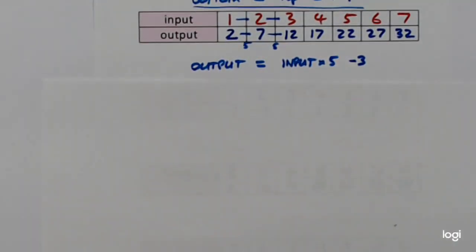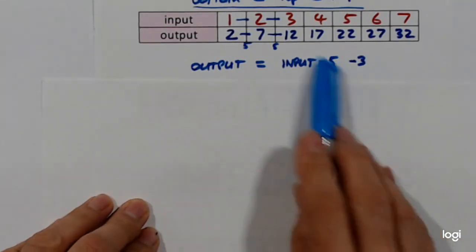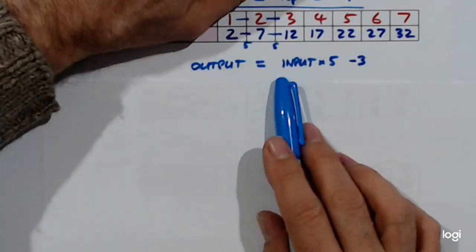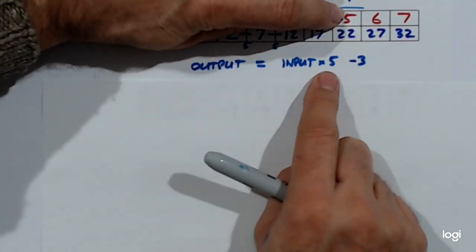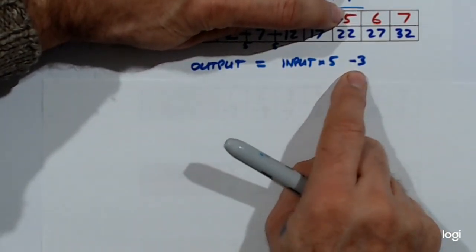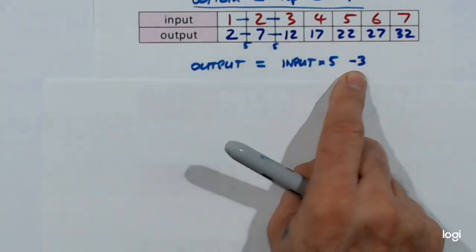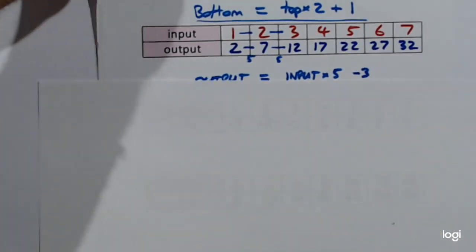There you go. Now, if you're not sure you got it right, just check it with one of the other numbers. Let's see if this works, right? If you started with 5, 5 times 5 is 25. 25 minus 3 is 22. It says 22. You got it right. Okay, next one.